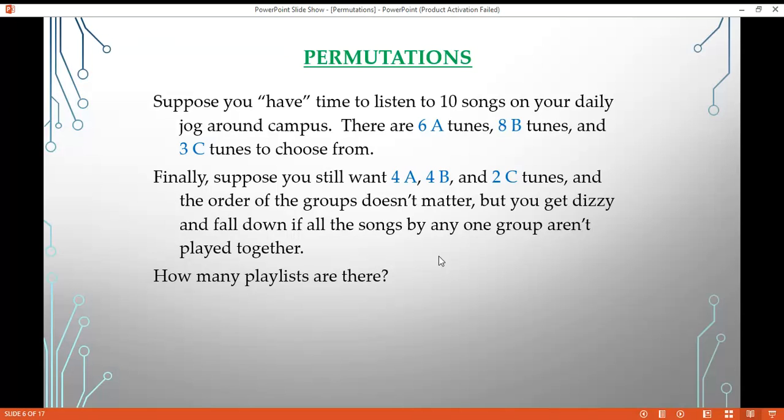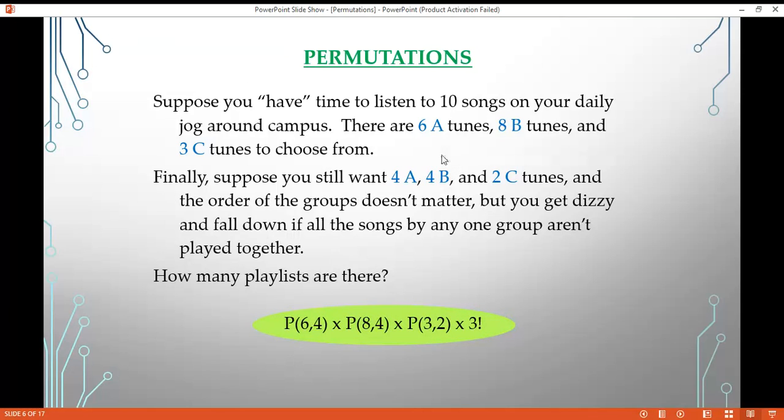Actually, here by combination we can solve it, because the groups' order doesn't matter, right? But with permutations, how can we solve this question? If you have any question, you have to solve it according to what is given and what is asked. Maybe you can solve it by permutations, and you can also solve it by combination. So by permutations, how can we solve this?